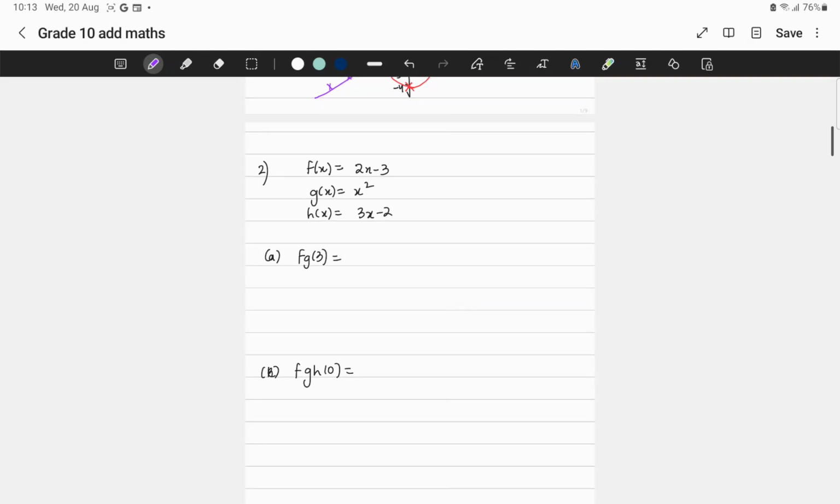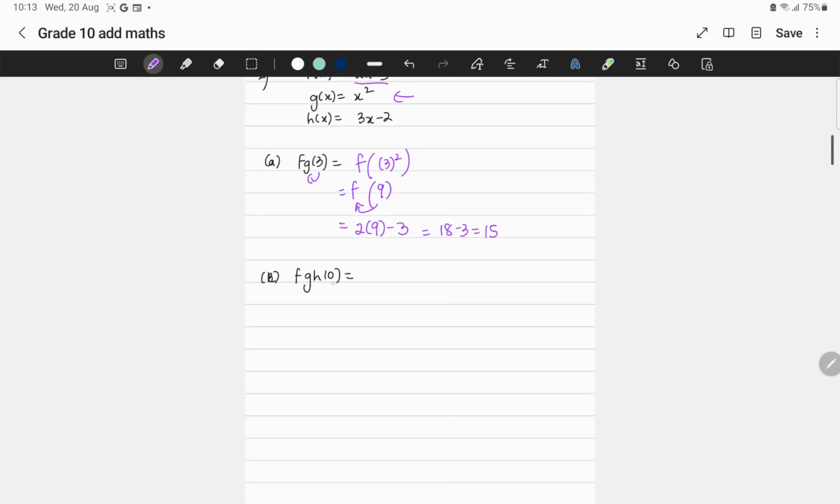Next question, it's combined functions. fg of 3 is f of g of 3, so we replace 3 in g. I open bracket, I take the equation of g which is here, so it will be 3 to the square. That will be f of 3 squared, which is 9. I will replace 9 now in f. The function f is here. So it will be 2 bracket 9 minus 3, 18 minus 3, the answer is 15.